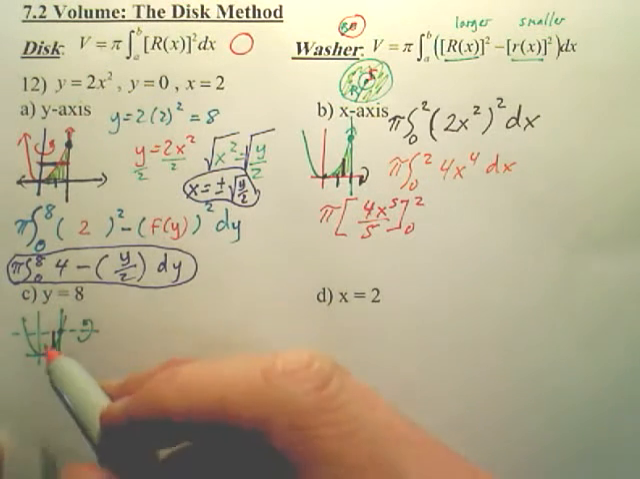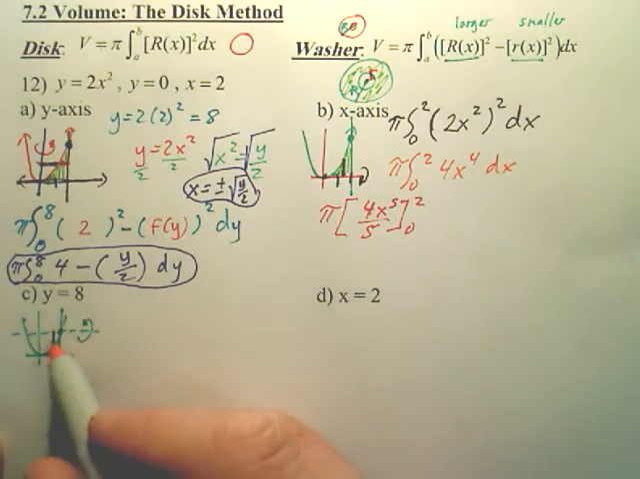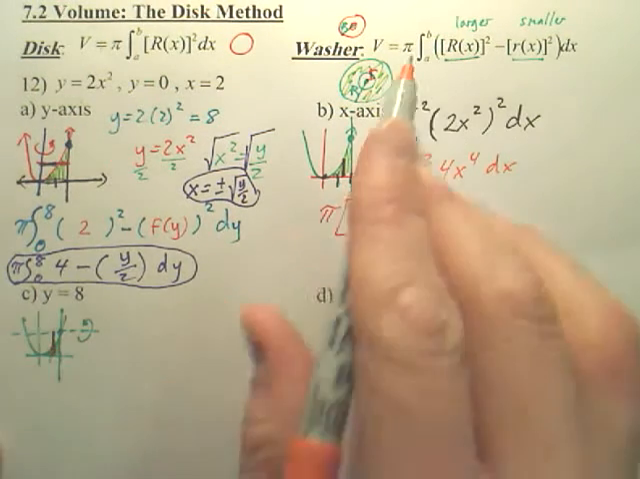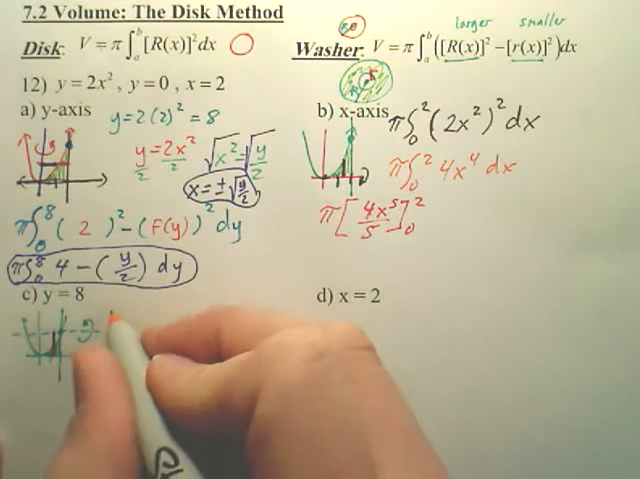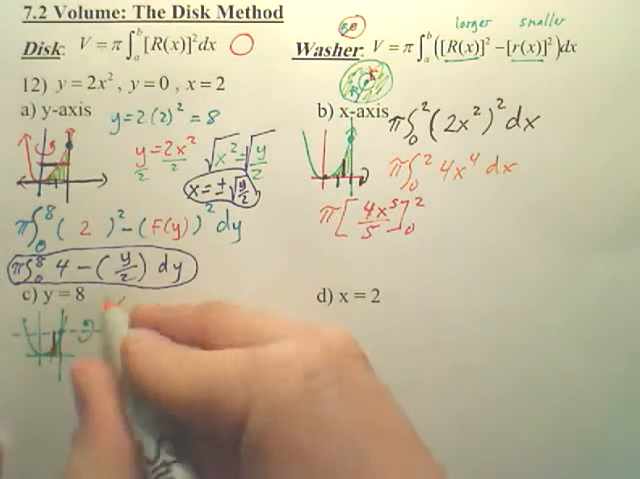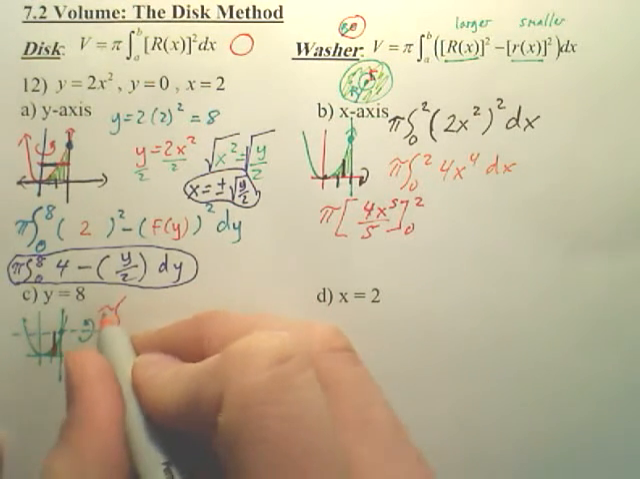Alright, so we're spinning it this way. Now when you spin it, don't you see there's going to be a hollow inside? Whenever it's hollow inside, it's a washer. So, to do this, when you're spinning it that way, we're going to put a pi out front.